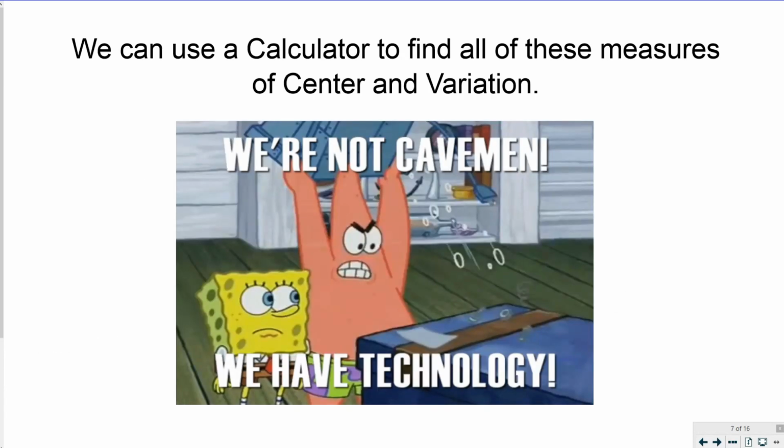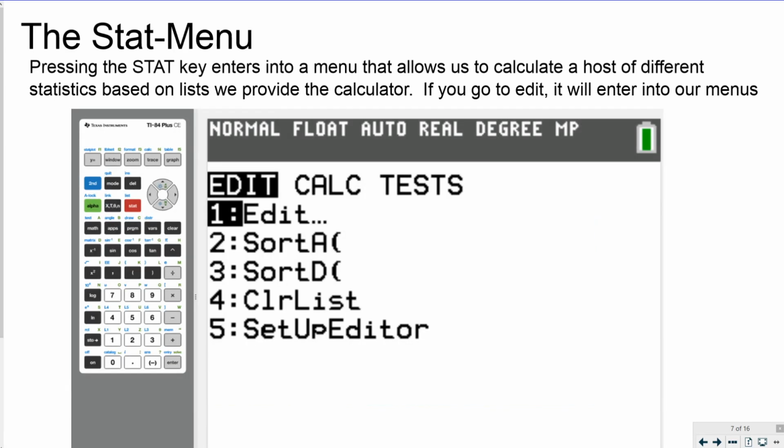So the greatest thing about all of this is that we can use a calculator to find all of these measures of center and variation, and I'm going to show you how. So, the stat menu. As you can see on my graphing calculator, if you press the stat key, the red button highlighted, that allows us to calculate a host of different statistics based on lists we provide the calculator. And if you go to edit, it will enter into our menus.